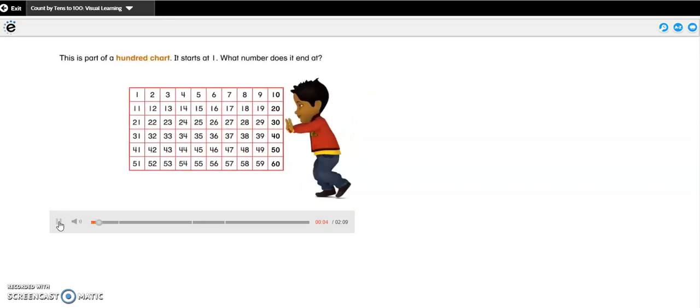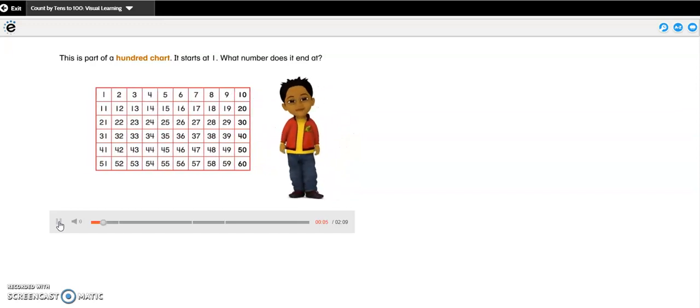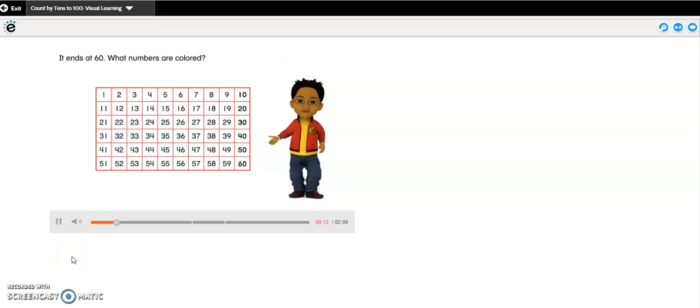This is part of a 100 chart. It starts at 1. What number does it end at? Okay, so it starts at 1. Looks like it ends at number 60. What numbers are colored?